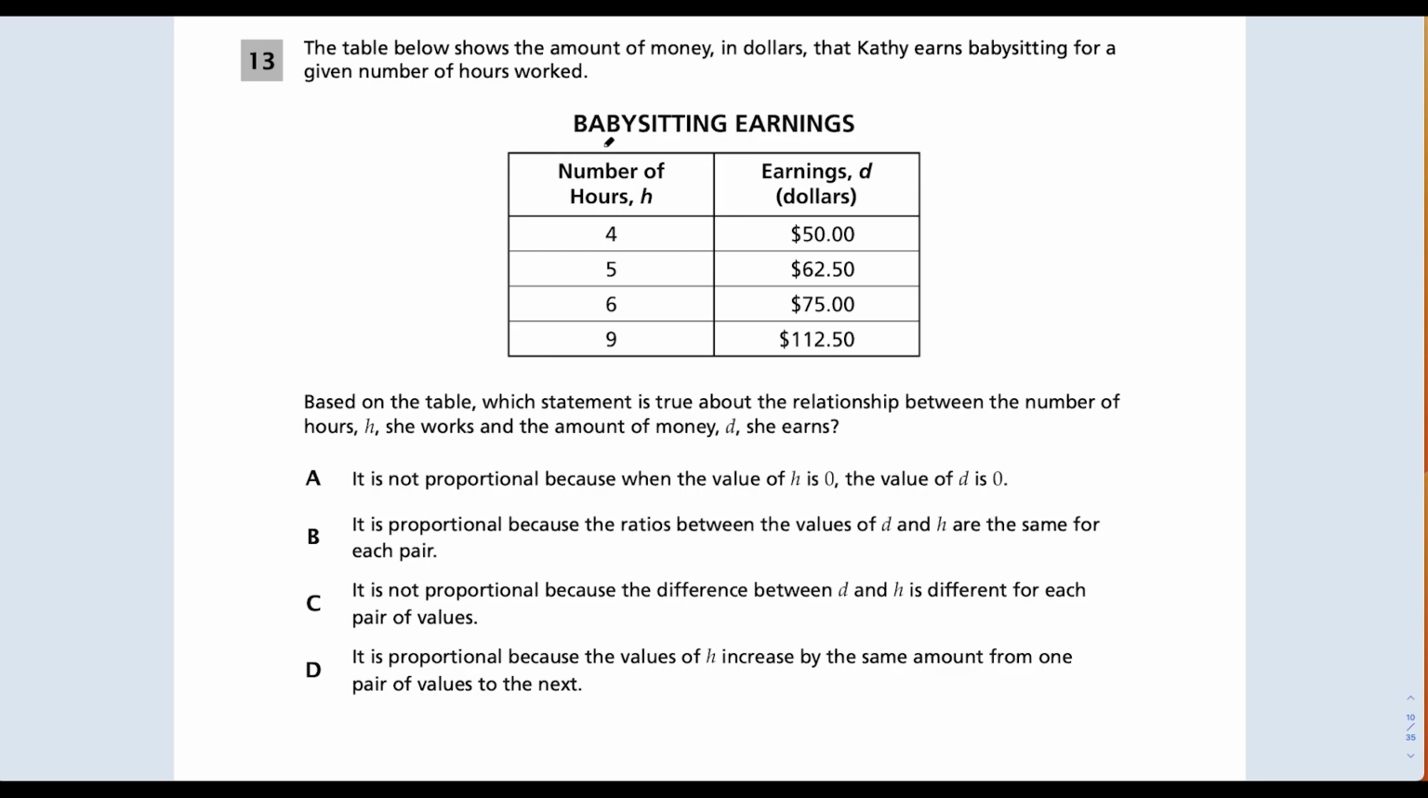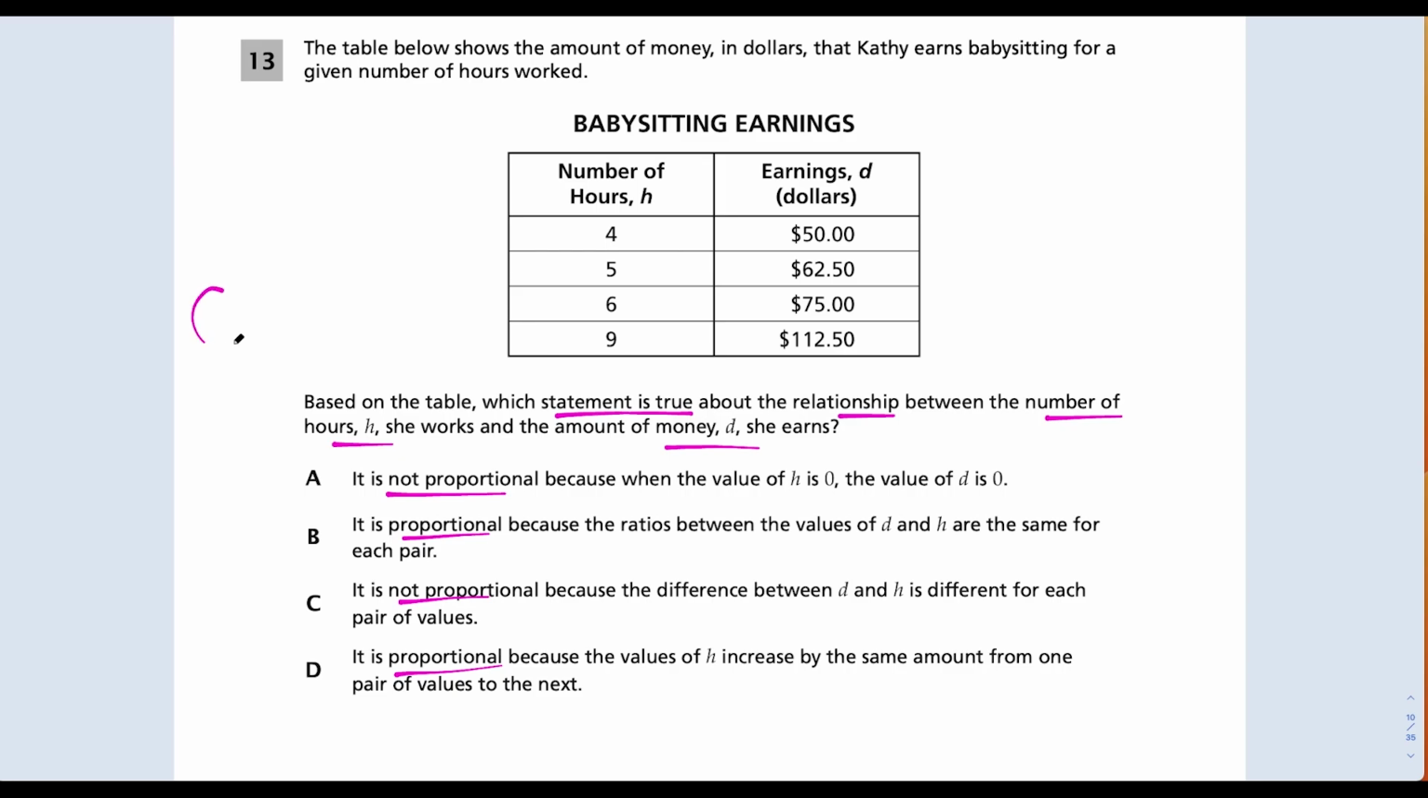Question 13, we have a table showing how much money Kathy earns babysitting for a certain amount of hours. This column is H, the number of hours she works, and this column is D, the amount of dollars that she earns. Based on this table, which statement is true about the relationship between the number of hours that she works and the amount of money that she earns? For this one, the answer choices are saying not proportional, proportional.